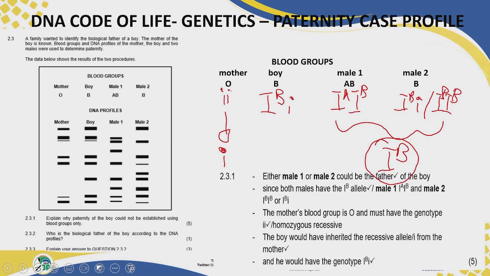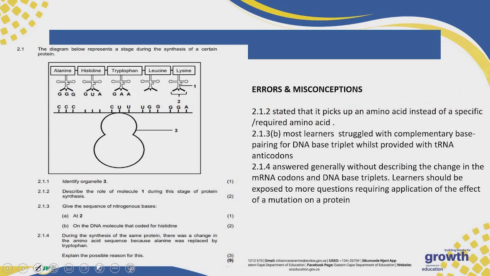So it says male 1 could be the father of the boy, or male 2, because they both have the IB allele, and as I've showed you what their genotypes are, and then the child gets the small I from the mother, and therefore he would have the genotype IB small I.